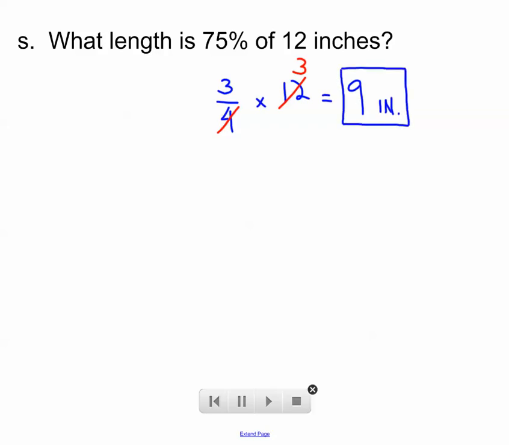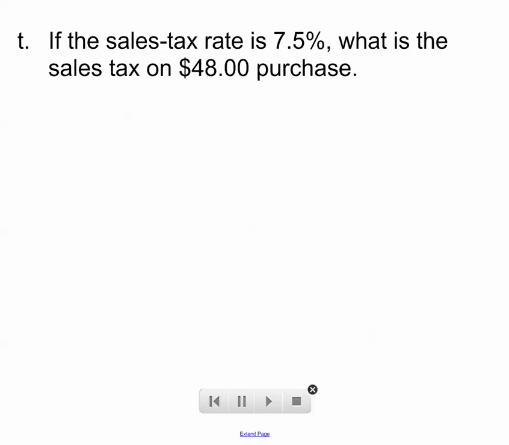So you've got to change percents into fractions, or you can change percents into decimals before you do the fraction equation. If the sales tax rate is 7.5%, what is the sales tax on a $48 purchase? All right. Instead of changing 7.5% to a fraction, I'm going to change this to a decimal. It's probably a little bit easier this time. So I'm going to do 0.075 of 48.